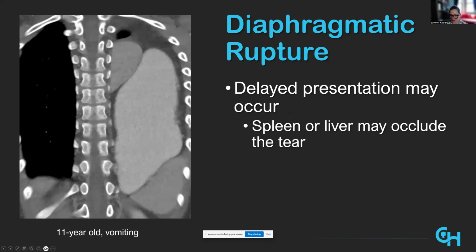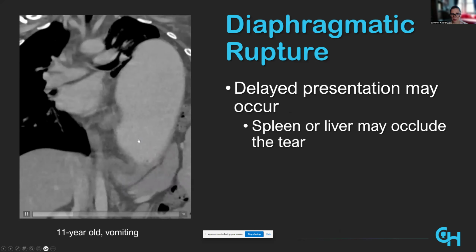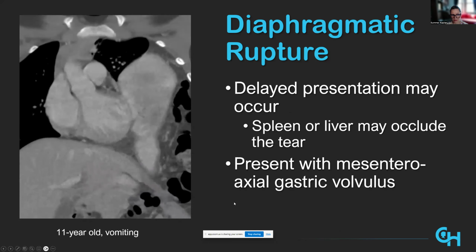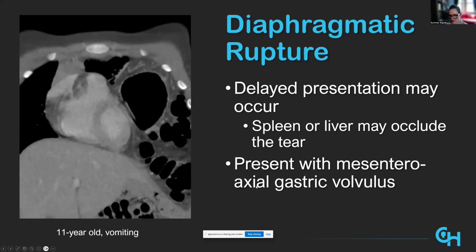These also can present with volvulus. The stomach can herniate up into that defect, and that is a setup for mesenteroaxial gastric volvulus. So seeing a diaphragmatic defect and bowel herniating may be a time-sensitive emergency because there may be a volvulus that could be compromising the blood flow to the stomach.